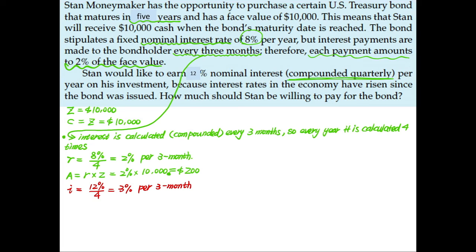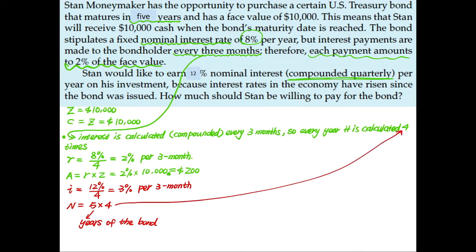So the question is, what is the bond price you want to pay? To draw the diagram or to use the equation, you also need to know what N is, the number of compounding periods. Is it 10? Or is it 5? No, because every year you need to compound, or calculate interest, 4 times. So it's going to be 5 times 4. 5 is the years of the bond, and the 4 is the compounding periods per year. So N is 20.